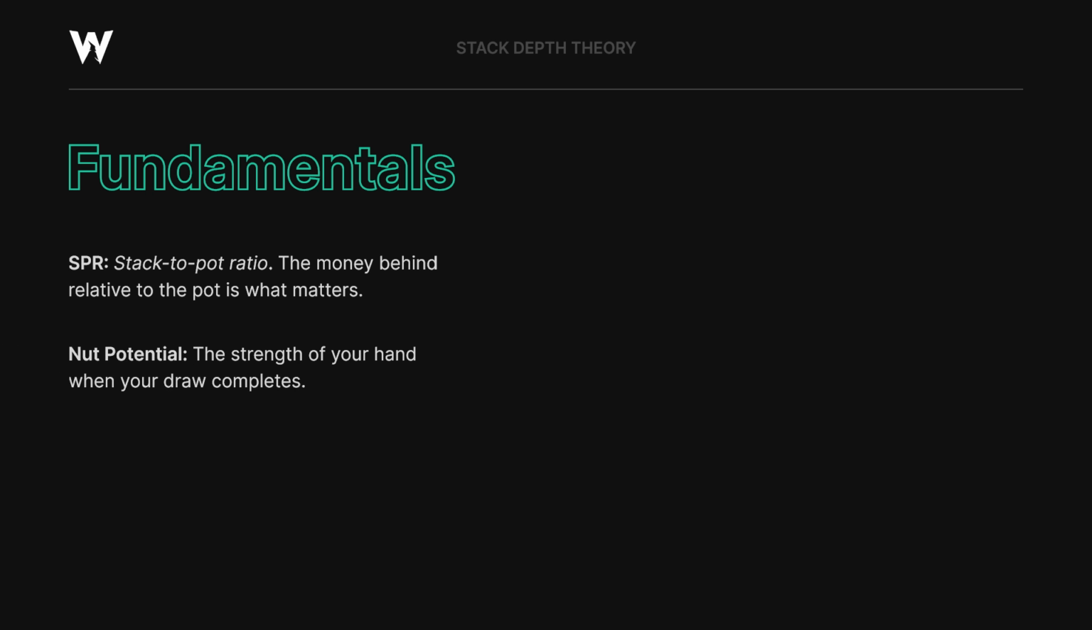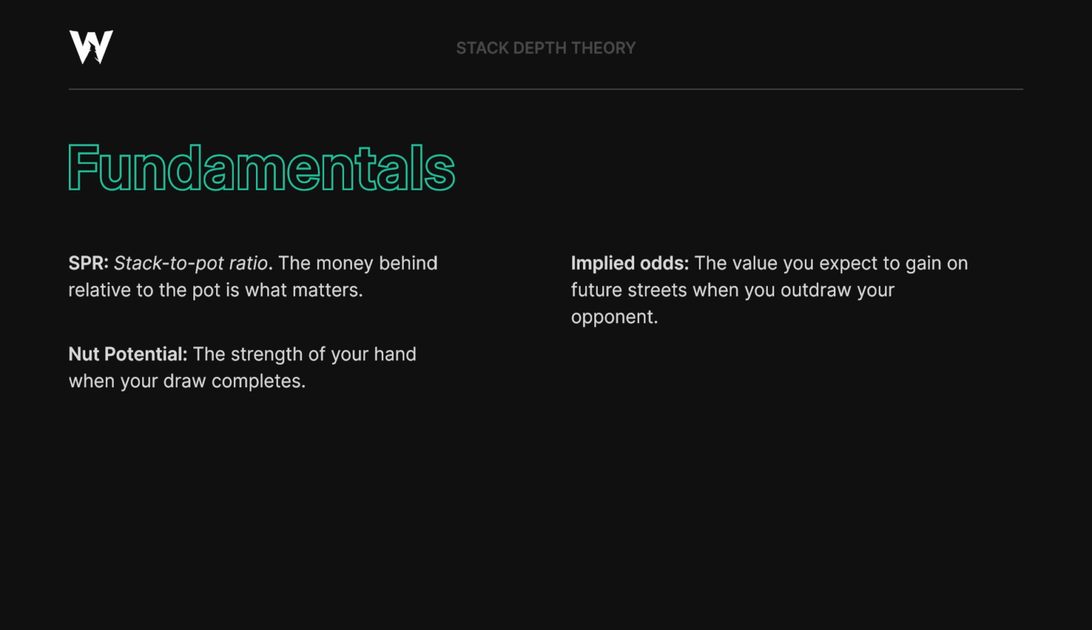Now, as we get deeper stacked, the value of the nut potential of a hand increases. That is to say, the value of hitting the nut flush becomes exponentially higher deep stacked than short stacked. And that should be obvious because there's more money that gets to go in later. And therefore, that draw will have higher implied odds. Now, implied odds, of course, are the value you expect to gain on future streets should you outdraw your opponent.